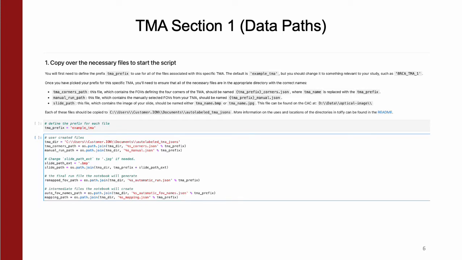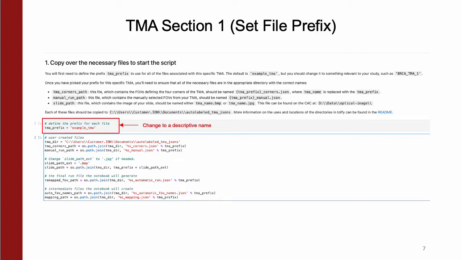So we'll begin with the TMA notebook, and when you open it, the first section will help you set the data paths. To begin, you'll want to define a standardized prefix called TMA Prefix. It's important that each file you create for this section gets named with this prefix for ID purposes. Change the cell accordingly and run it.